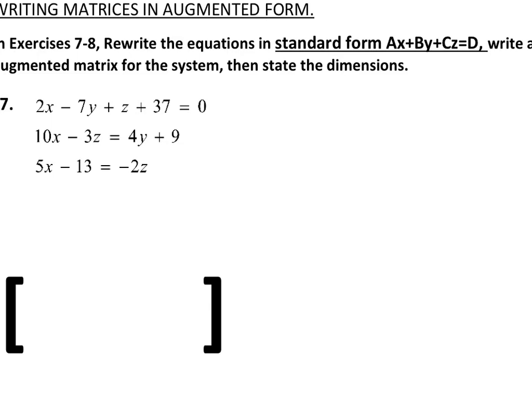So in the first one, you guys told me that the only thing that needed to move was for the 37 to come over here. If that 37 hops over the equal sign, what happens to it? Changes to negative. So this equation would look like this. It would be 2x minus 7y plus z equals negative 37. There's my x, my y, my z, and my number.